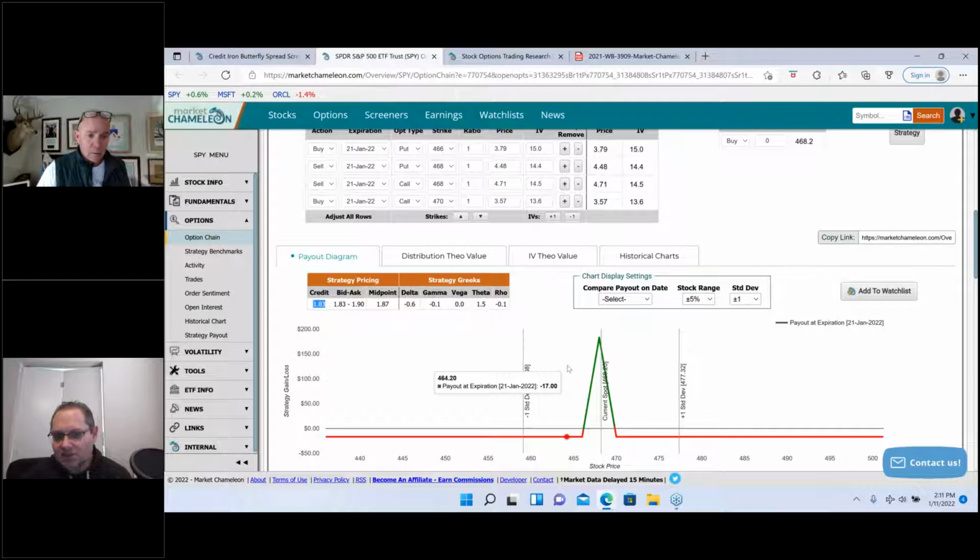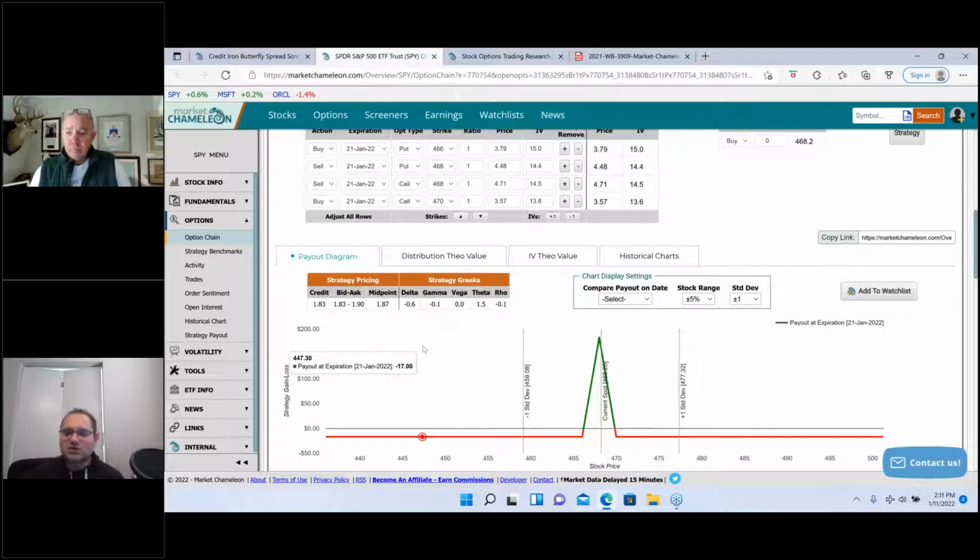What are you risking here? You could see here I'm hovering over it, $17 to make a $1.83. So think of it this way: I'm risking 17 cents to make a $1.83. So you could see there that ratio is very large. It's whatever, 10 to 1, right? So you've got to look at a 10 to 1 ratio, but you've got to be right where that stock ends up at expiration.